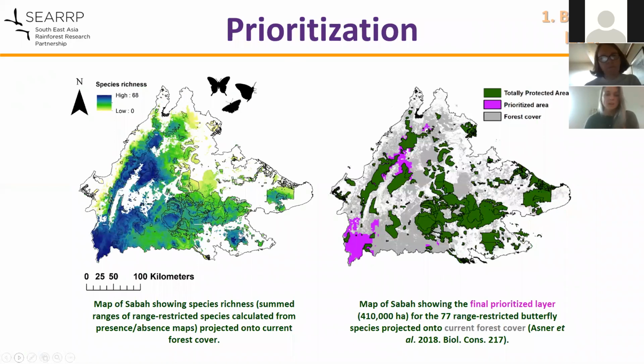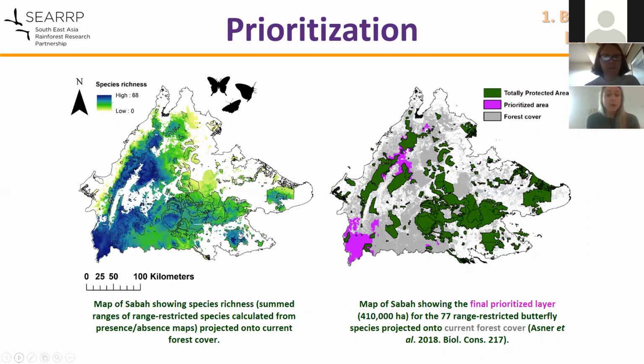Thanks. So I thought I'd just look at these maps in a bit more detail. The first map shows areas of high species richness in Sabah for the 77 butterflies. So this is basically where I added up the probability of distribution maps for all of those species.